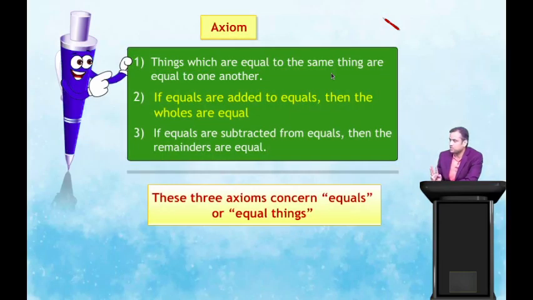So these are three axioms. We have three axioms. Things which are equal to the same things are equal to one another. If equals are added to equals, then the wholes are equal. And if equals are subtracted from the equals, then the remainders are equal. So these three axioms are related to the equal or equal things.